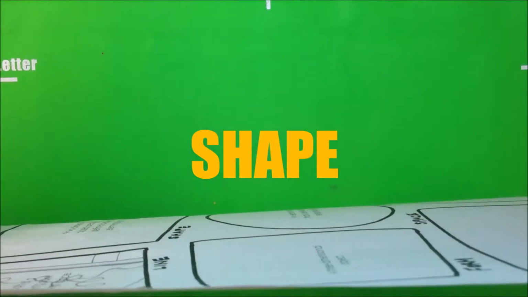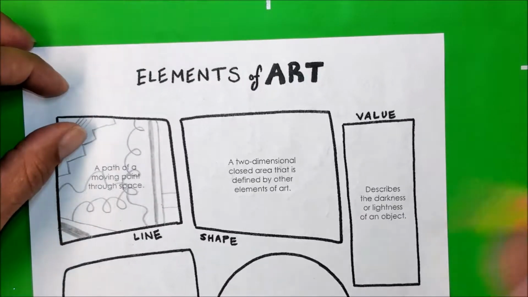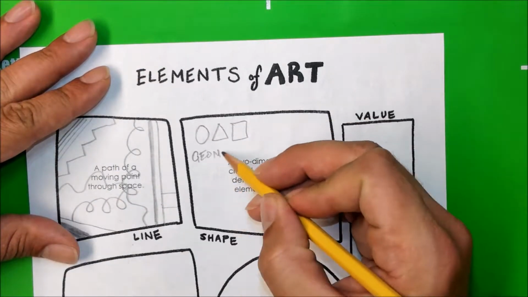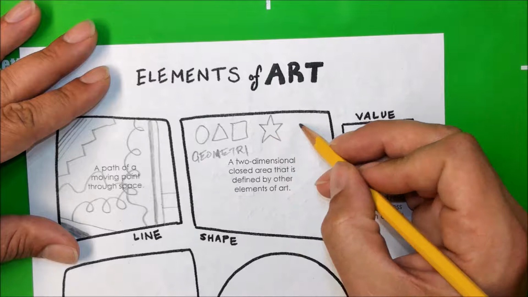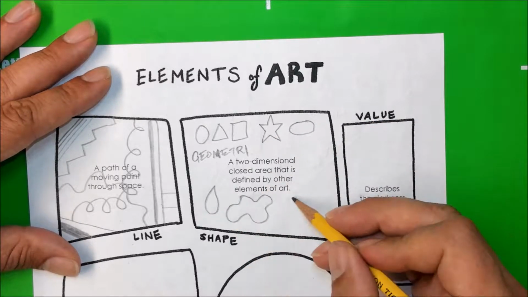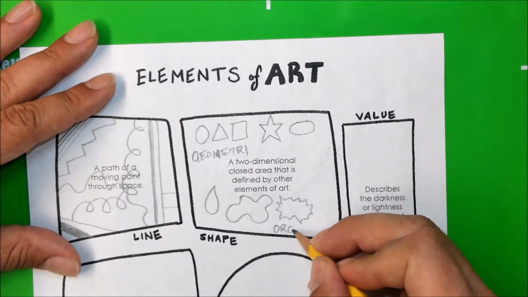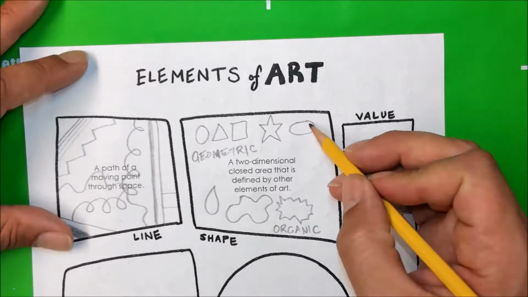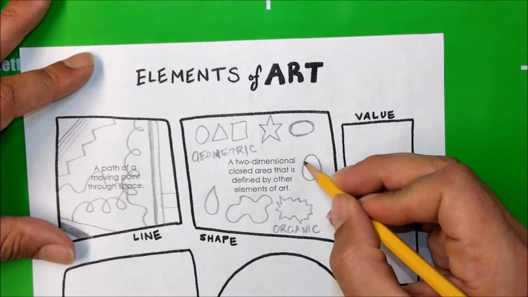A shape is two-dimensional, 2 dimensions is flat, flatter than even this piece of paper, a closed area that is defined by other elements of art. Circles, triangles, squares, these are geometric, mathematically defined shapes. Teardrops, lakes, these are all organic shapes we might find in nature. Either way, a shape is not simply a line, it is a closed space.